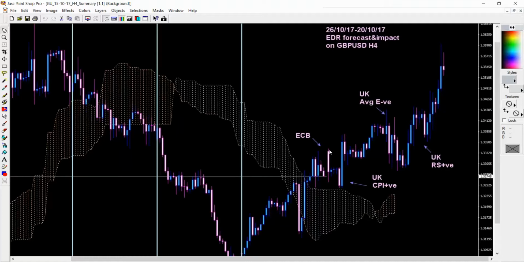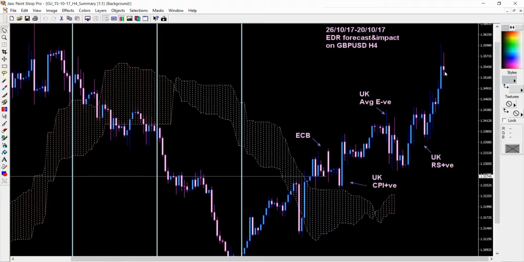ECB Draghi speech and decisions might actually affect the pound, and UK CPI definitely will affect it, as well as the UK average earnings and UK retail sales. These are the numbers that we expect for these data points. We expect a positive number for CPI, we expect a negative number for average earnings, which causes a slight retracement, and then we expect the uptrend will continue with the catalyst of retail sales being positive.